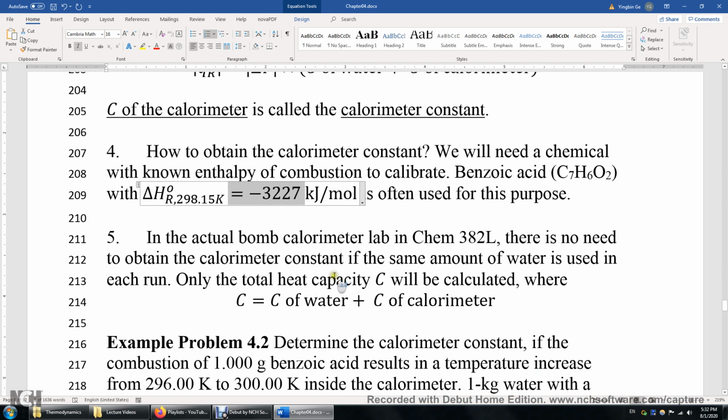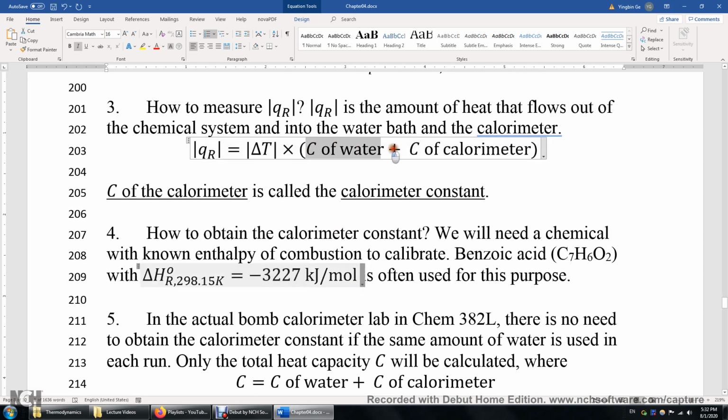If we know the amount of heat divided by delta T, that will give us the heat capacity of water plus the heat capacity of the calorimeter. And we can determine the heat capacity of water if we know the amount of water. So we just need to measure the amount of water exactly. And we know the heat capacity of 1 gram of water is 1 calorie per Kelvin, or 4.184 joule per Kelvin. All right, so that's how we determine the calorimeter constant using a standard chemical.